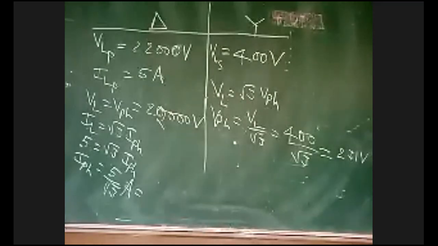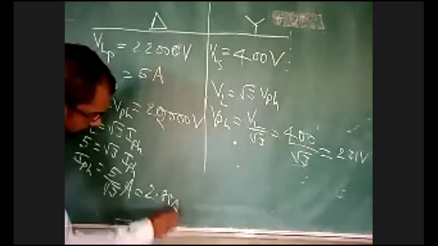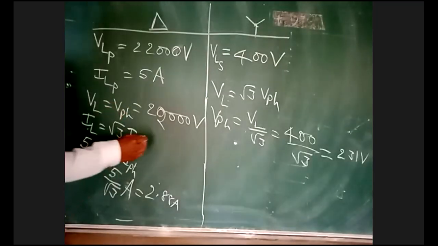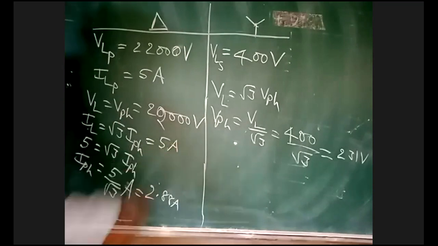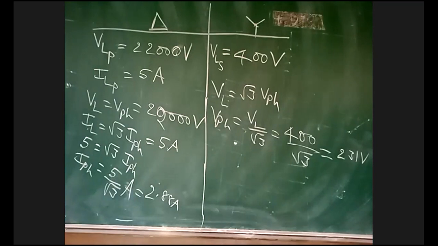2.88. Now on the primary side, I know the line current, 5 ampere. But in the problem, he is asking the line current on the secondary side also. He is asking only line currents, he is not asking the phase currents. Now in star connection, I have to determine line current. Line current is equal to phase current in star connection.